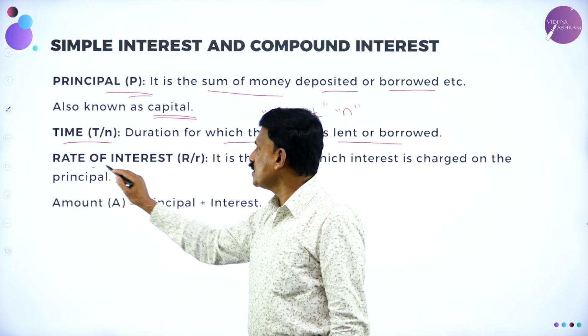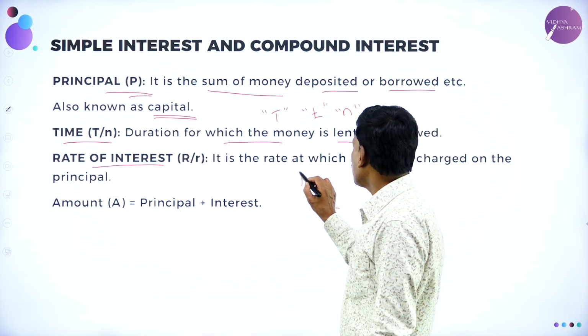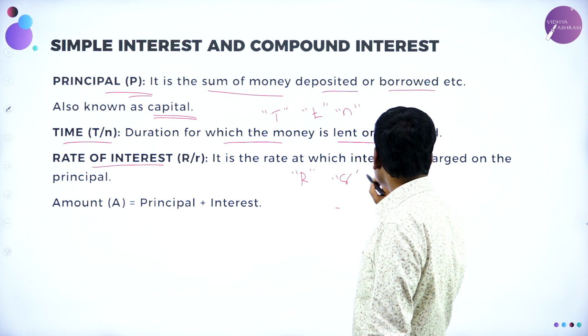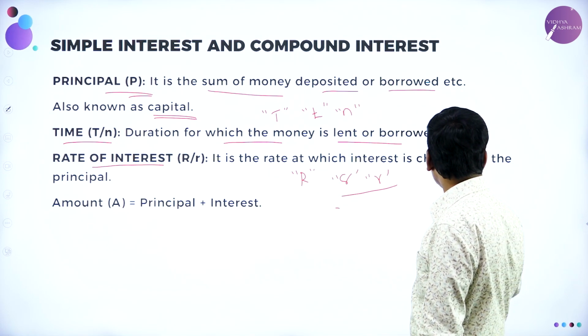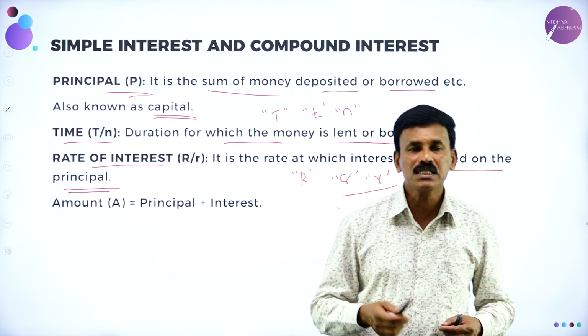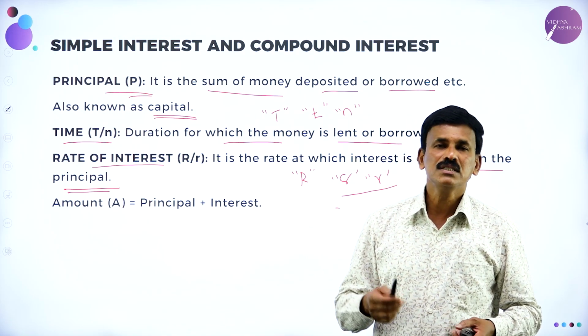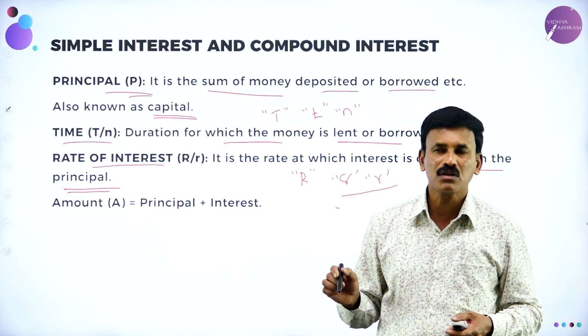Now, the rate of interest is denoted as capital R, or small r. It is the rate at which the interest is charged on the principal. The rate at which the interest is charged on the principal, or on the capital, is called the rate of interest, and it is denoted as capital R or small r.